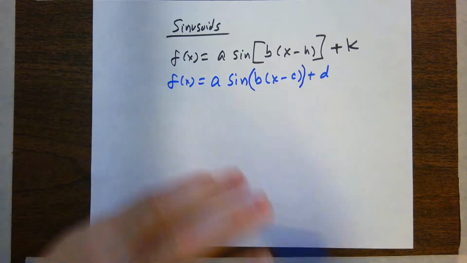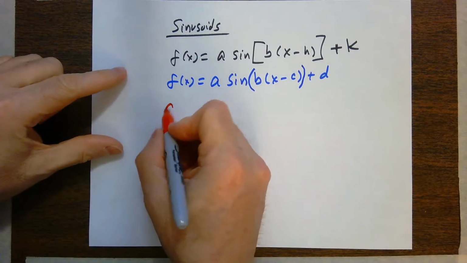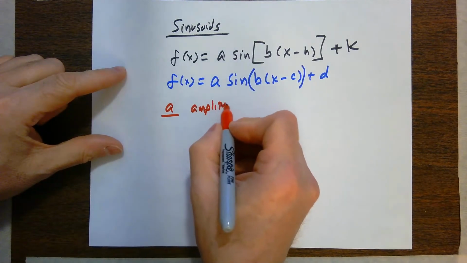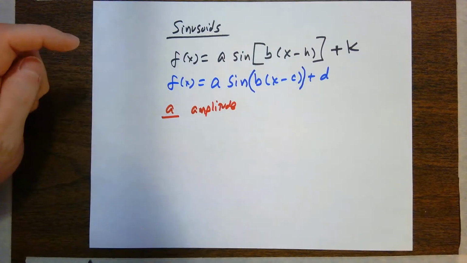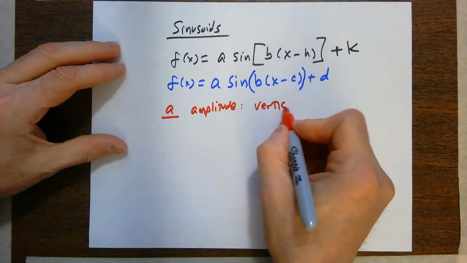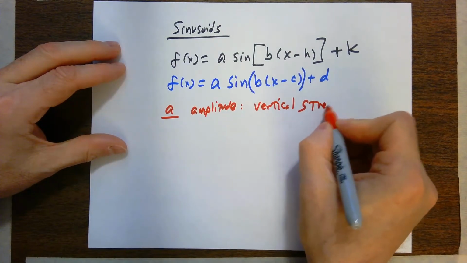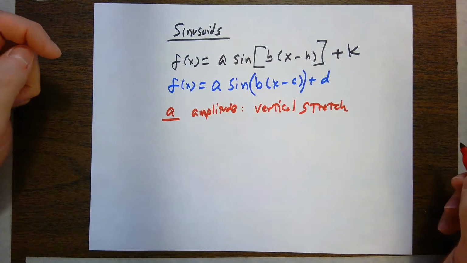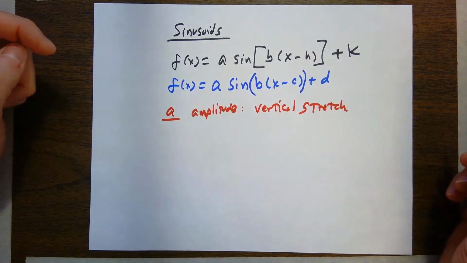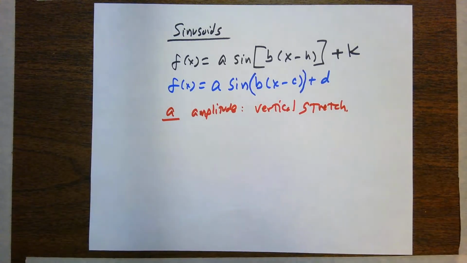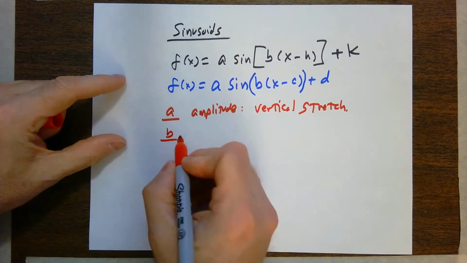First, the a value. The a value is called the amplitude, and the amplitude is vertical stretching. So it doesn't change the x and y intercepts, but it definitely changes the maximum and the minimum. And when I say stretching, I could stretch it, elongating it, or stretch it by shrinking it, by making it smaller.